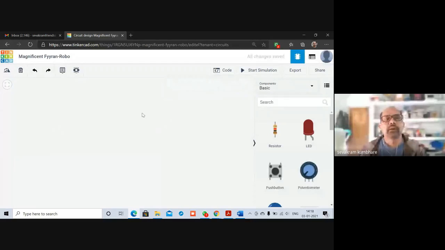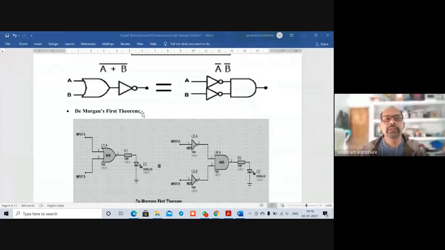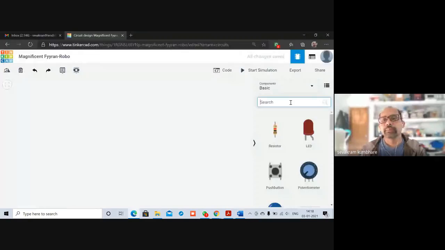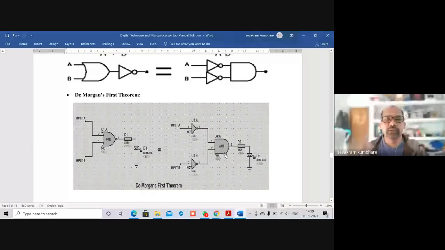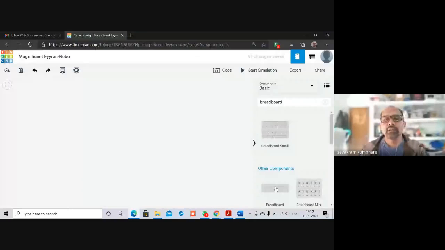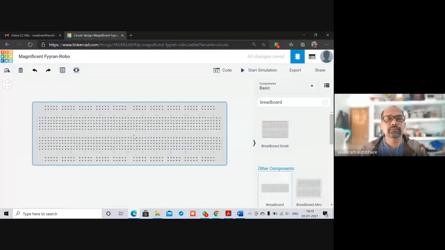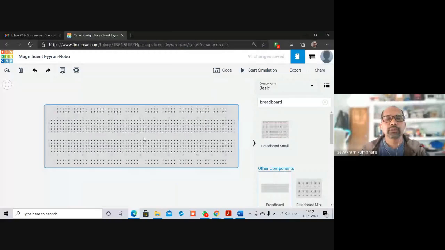Now, we need a breadboard first in order to implement this. So I'm going to take a breadboard. I'll search for breadboard over here. I'm going to take a bigger breadboard today because we have to implement two different circuits. So I'm taking a bigger breadboard today. This one. Let's keep it like this.